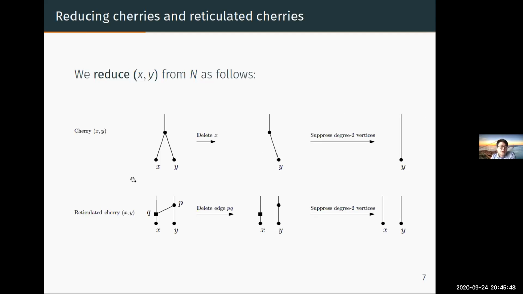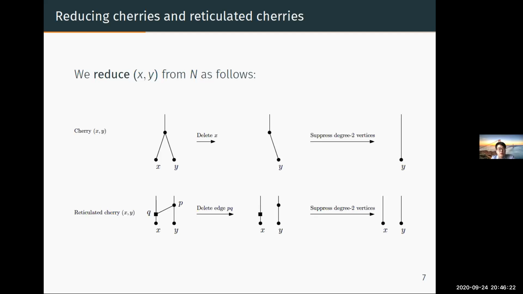And now if you have a reticulated cherry X, Y, then what you essentially do is delete the edge between the parent of Y and the parent of X. So in this case, that's the edge PQ, right? So when we delete this edge, we get this graph over here, and we suppress any and all degree 2 vertices that arise from this edge deletion. And again, the reason why we suppress these degree 2 vertices is to ensure that the resulting graph is a network.